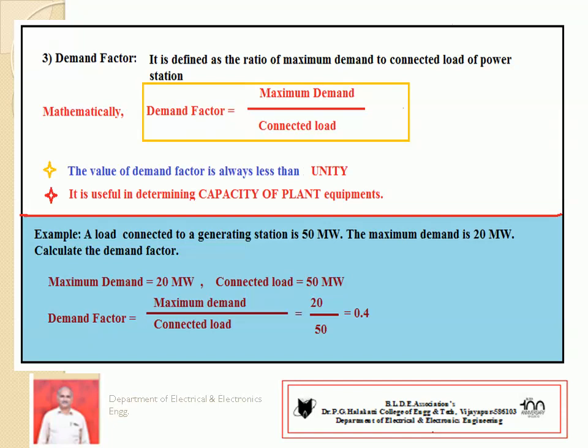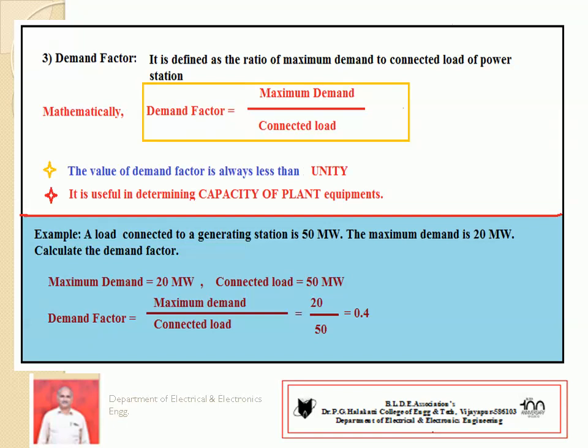Connected load, your house has a 1 kilowatt load, you have taken permission for 1 kilowatt load, but all the electrical equipment connected in the house are not in operation all at a time. That is the meaning. Hence the demand factor is always less than unity.